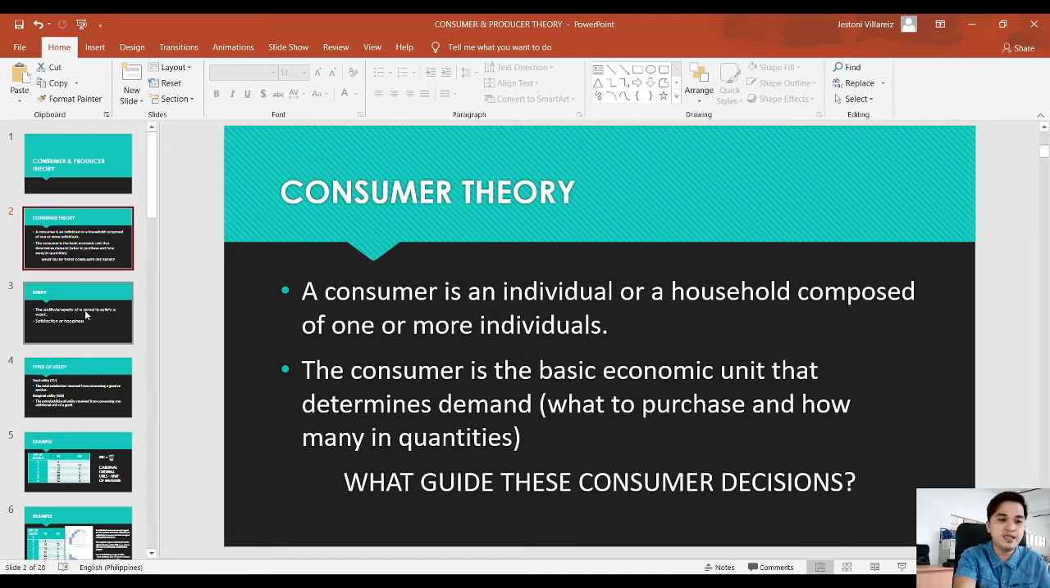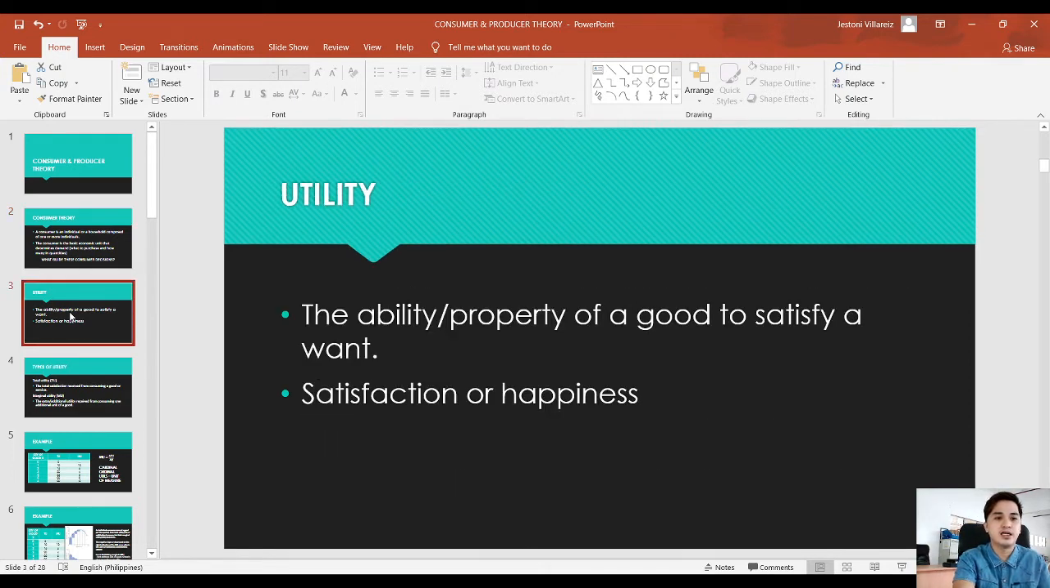Now on your learning guide, if you have that open on your screen, it only talks about utility. There are different constraints or limitations when it comes to economic decisions, but due to our setup right now because of the pandemic, the curriculum has been shortened. But I'll try my best to discuss as many topics as I can. One of the constraints that consumers face in making economic decisions is their utility.